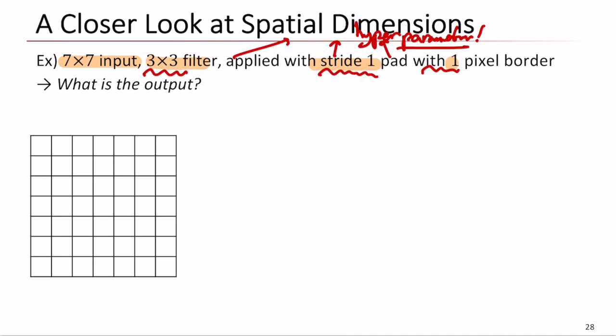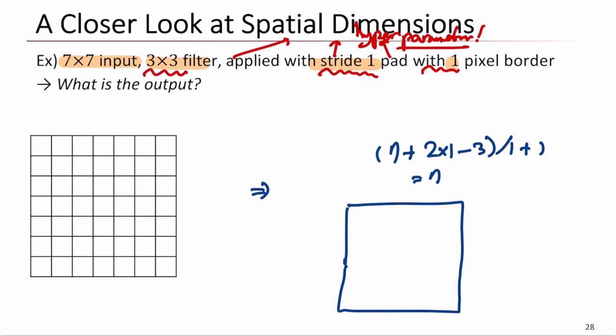Anyway, if you just assume like that, then your output size is going to be 7 plus 2 times 1 minus 3 over 1 plus 1. So it's going to be 7. It means that your next input is going to be 7 by 7. The given input was 7 by 7. So by doing this, we preserve the data and we preserve the resolution.